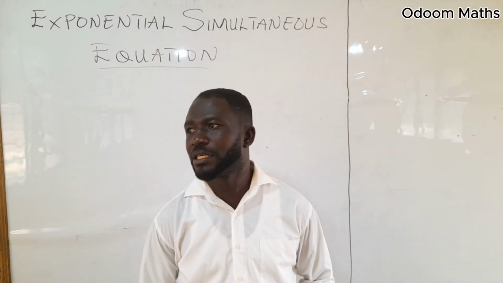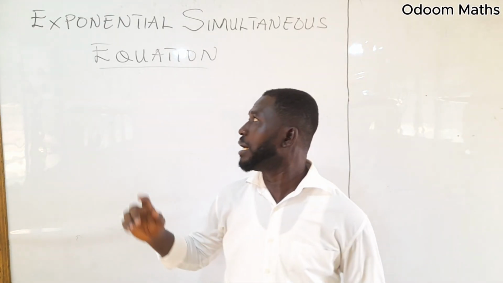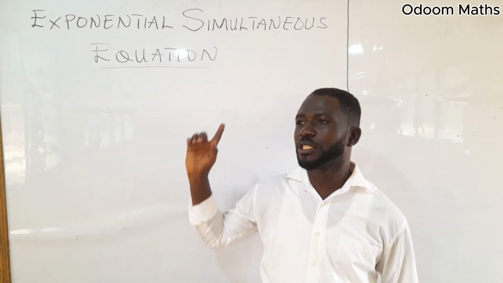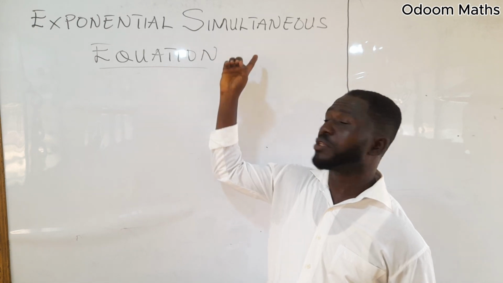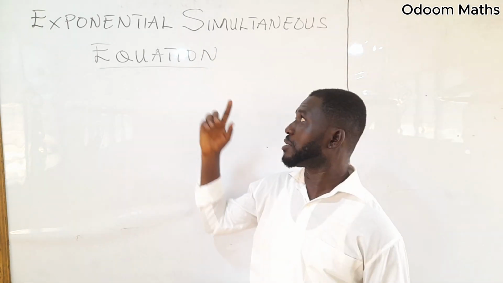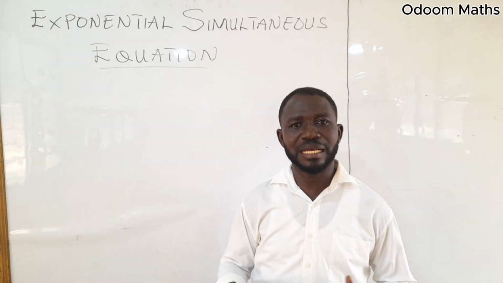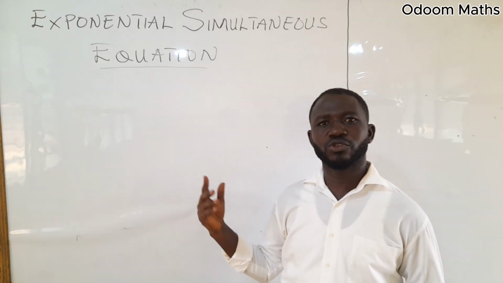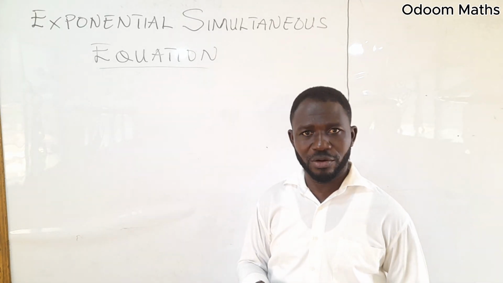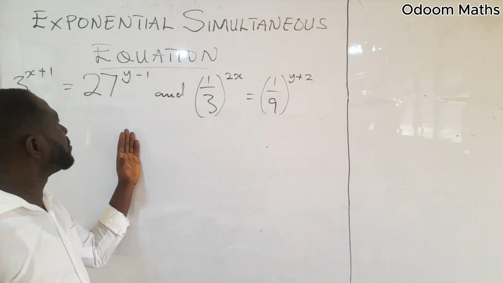This is Odun Math. Today I want us to continue our discussion on exponential equations. But this time I want us to look at exponential simultaneous equations. Let's look at an example of how this equation looks, and then we see how we can solve a question on this.